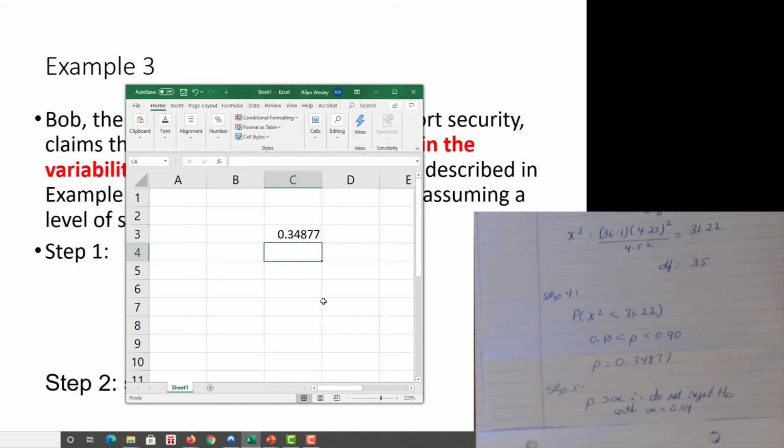What does that mean? Essentially means no reduction. So we can conclude that there has been no reduction in the standard deviation of wait times. Grumpy Bob might be right. Okay, so again, we can conclude that there has not been, because we have not rejected H0, a reduction in the standard deviation of wait times.